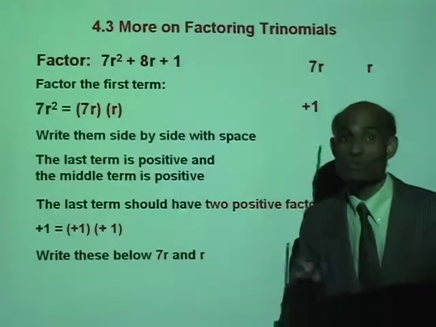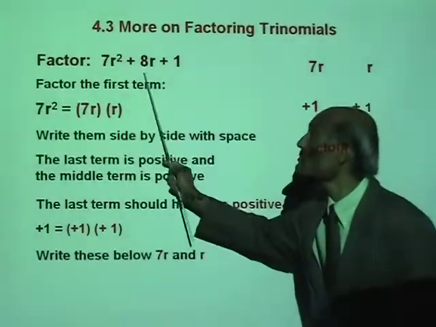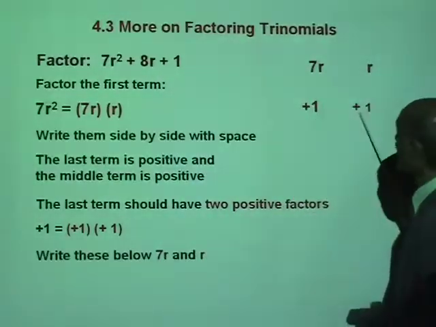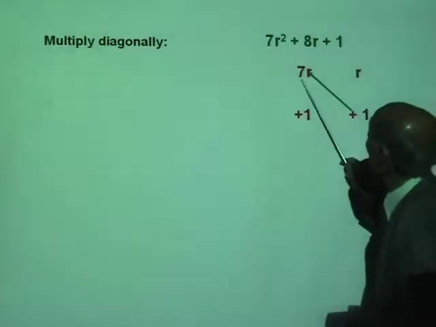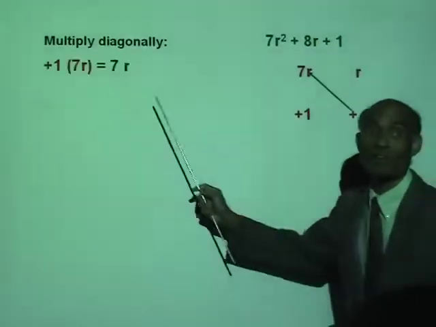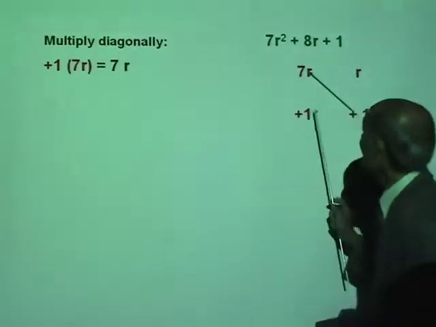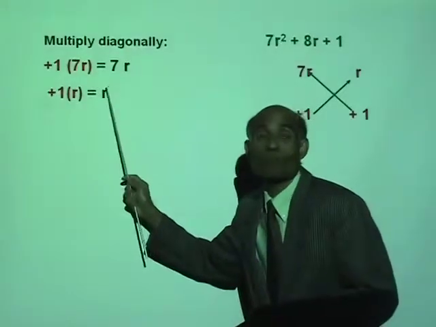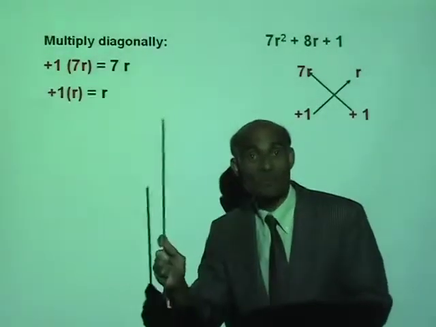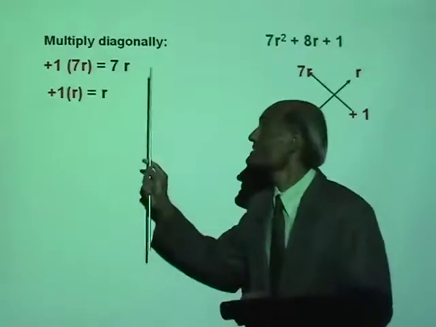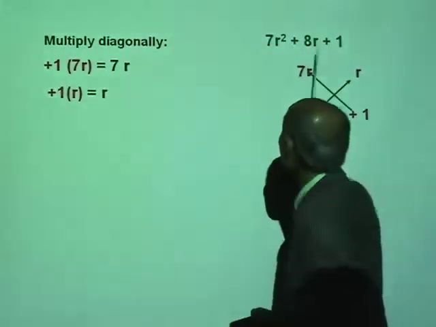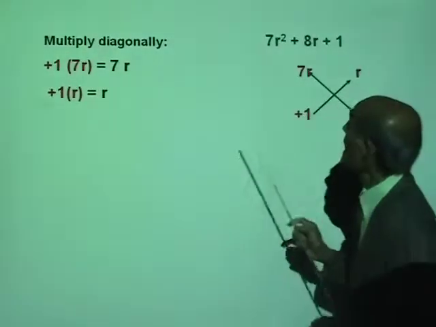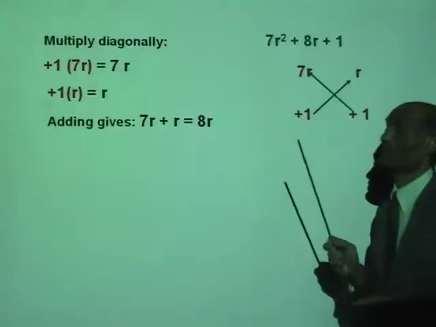Now remember I told you 7 plus 1 equal to 8. Where did I get that 7 plus 1? Look at this. Multiply diagonally. 1 times 7r is 7r. And 1 times r is r. 7r plus 1r, that is what I said, 7 plus 1. 7r plus 1r equal to 8r, and that is the middle term. And now we are ready to pick our factors.